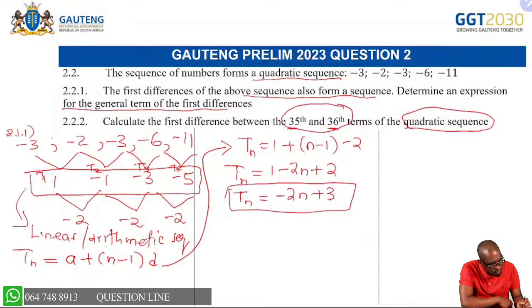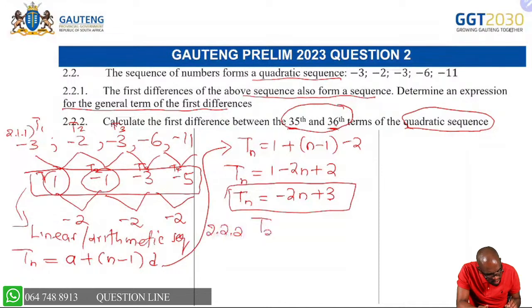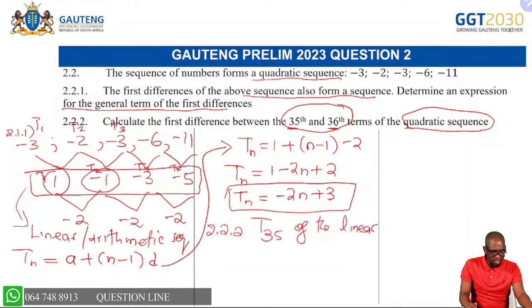Now, if you check here, the first term of the arithmetic sequence is the difference between T1 and T2 of the quadratic. And the second term of the linear pattern is the difference between T3 and T2 of the quadratic pattern. So if they are looking for the difference between the 35th and the 36th term, then they are looking for T35 of the linear pattern, because the 35th and 36th term represents the 35th term of the linear pattern.